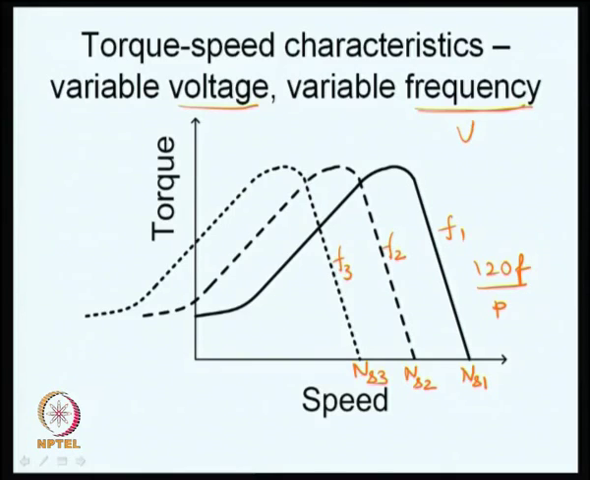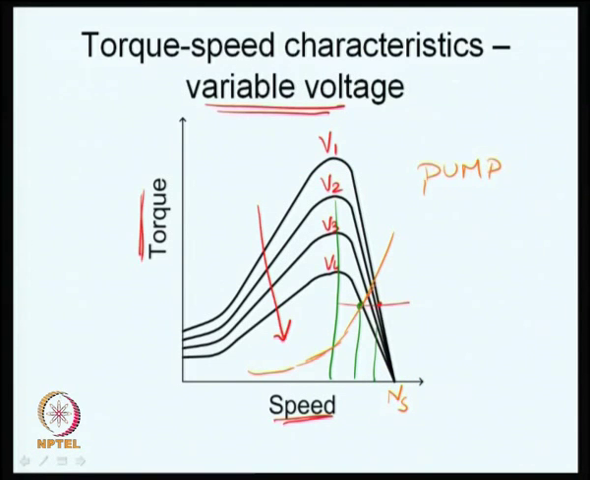and if you do it in such a fashion that the voltage to the frequency ratio is kept constant, this means effectively that the flux is maintained at a constant value. So, therefore, the peak torque is never getting affected. Earlier, if you see, the peak torque was getting affected.